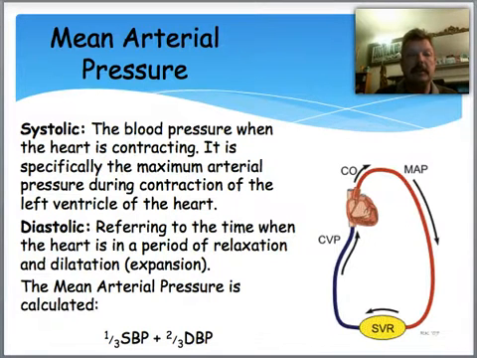Mean arterial pressure. Systolic pressure is the blood pressure when the heart is contracting. It is specifically the maximum arterial pressure during the contraction of the left ventricle of the heart. Diastolic pressure refers to the time when the heart is in a period of relaxation and dilation. The mean arterial pressure is calculated by using the formula: 1/3 systolic blood pressure plus 2/3 diastolic blood pressure.